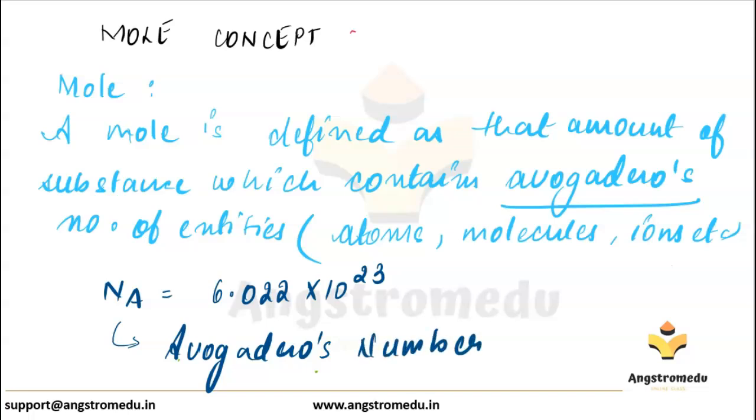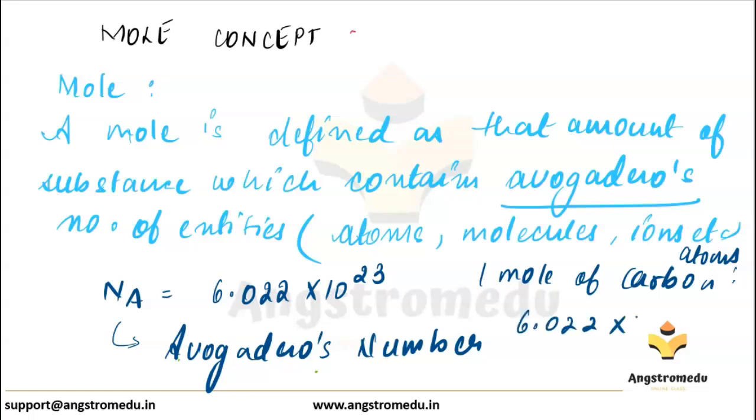So if we say that we have 1 mole of carbon atom, this is carbon in atomic form, we have 6.022 into 10 raised to power 23 atoms of carbon.